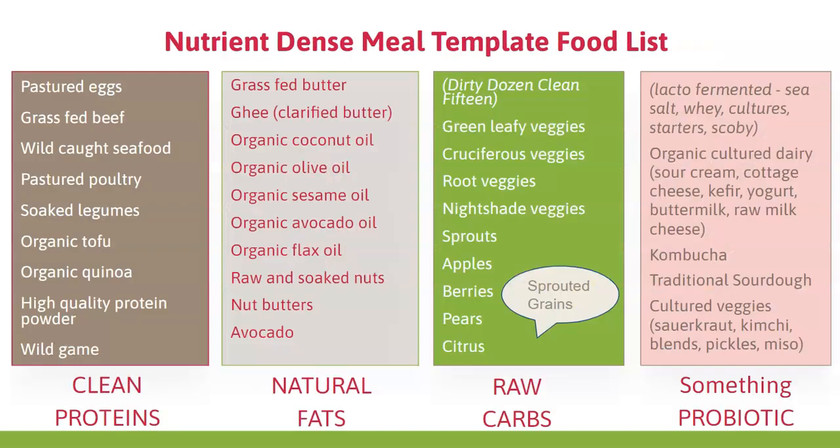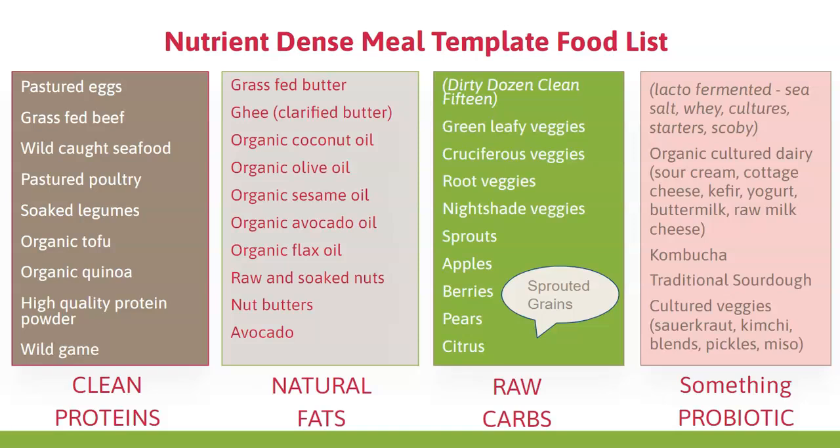Let me give you some examples. So clean proteins, here's a quick list. Obviously there's way more than these foods, but pastured egg, grass-fed beef, high quality protein powder, wild game, soaked lagoon, those are choices for clean proteins. Natural fats, you're looking at nut butters and avocado, you're looking at organic olive oil, grass-fed butter. Cooking things, sauteing things, adding these fats after you cook a food, top some vegetables with a good oil or butter. Adding avocado to smoothies. Those are natural fats. Flax seeds, another good one.